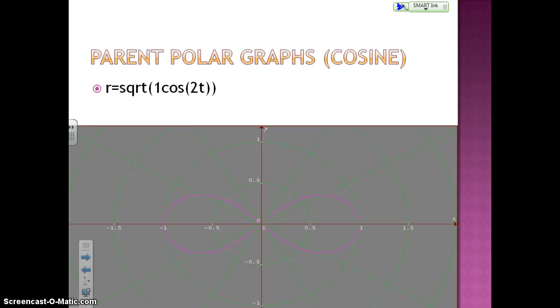Here we have the parent polar graphs of cosine. It looks like an infinity graph, and what the variable a does is that it shows the farthest point from the origin, or the max radius, which also ends up being, on the cosine graph, the x-intercepts.